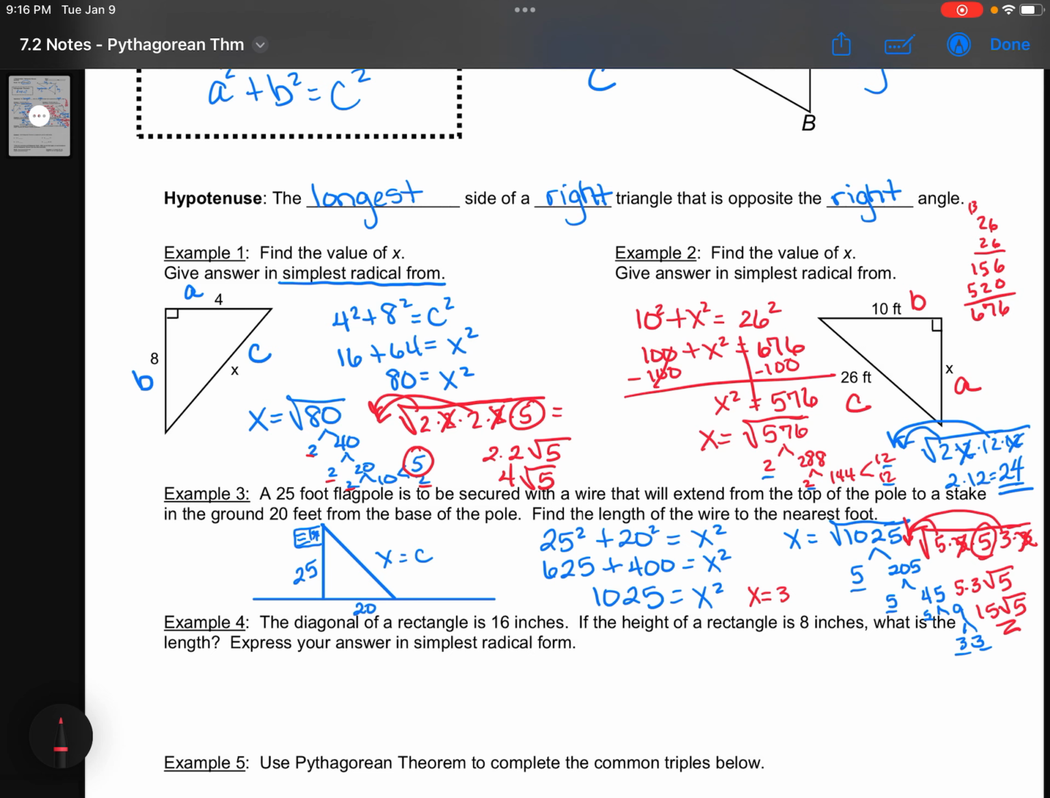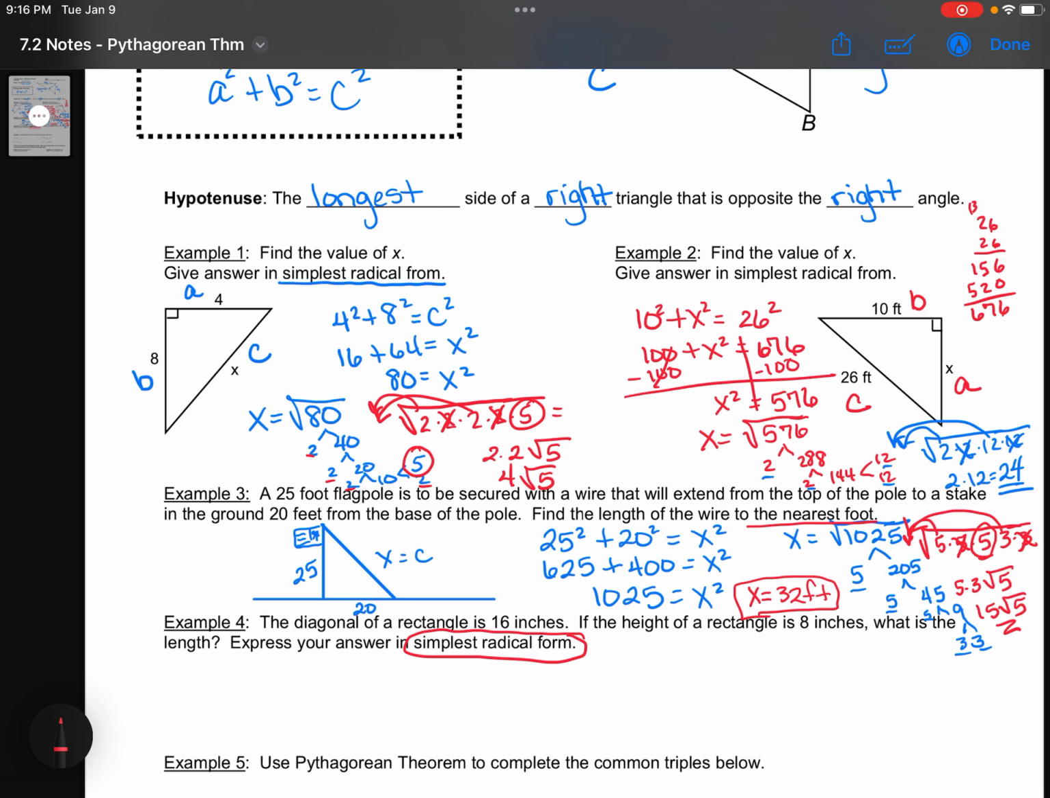So it's 32. If it says nearest foot, we're rounding, and it's not a simplified radical. So our choices are going to be simplified radical, where we put it in a radical. If it says to the nearest something, we're going to round.